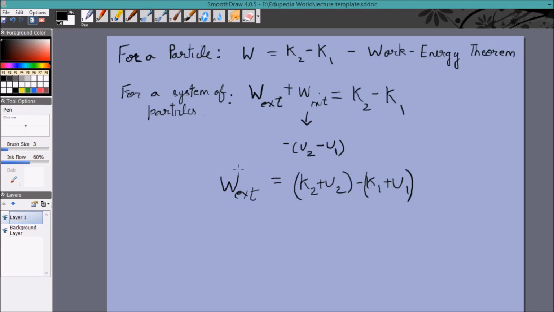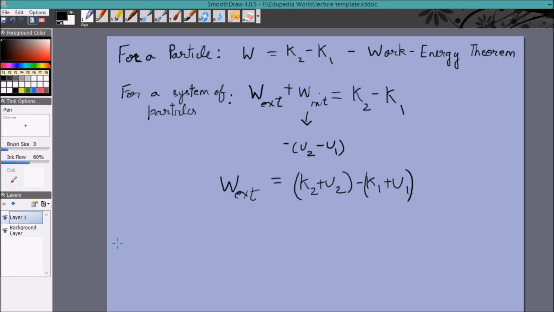So if there is no work done by external forces, and there are only internal conservative forces, then the mechanical energy of a system remains constant. We can interchange between kinetic energy and potential energy, but the mechanical energy will remain constant. If there are external forces doing external work, then the total work done on a system of particles equals the change in mechanical energy. That is the change in kinetic energy plus potential energy, right?